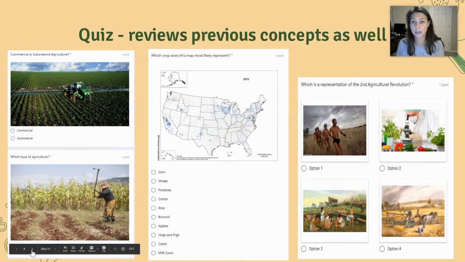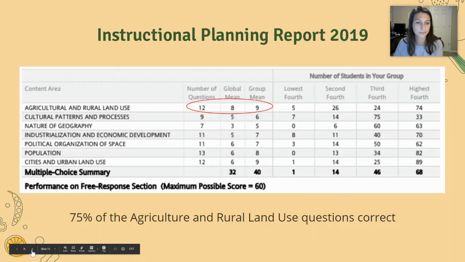And then finally, in order to assess their learning, there's just a quiz that they take at the end of the application activity. And this is a quiz that covers multiple concepts over the course of the unit. And so it's just a way for me to do a quick check.